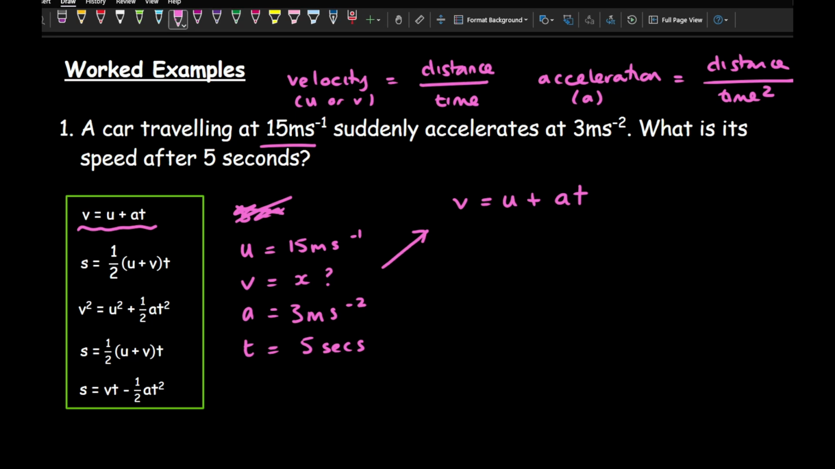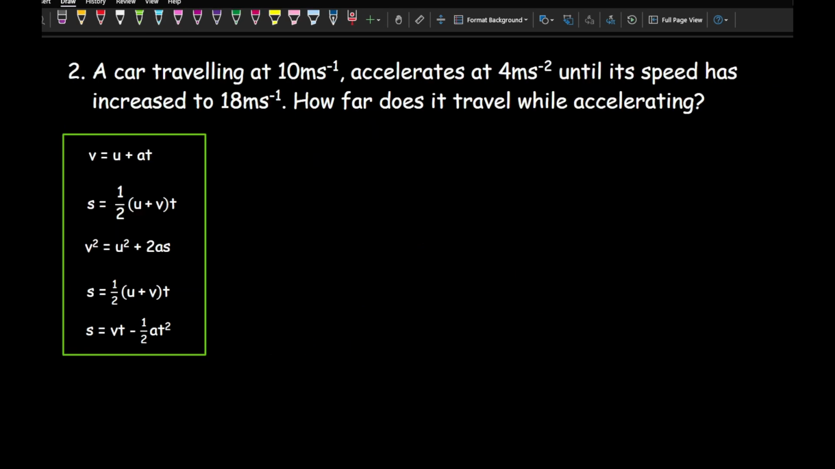So going back to this question, all I need to do is substitute the numbers in. So I've got v equals 15 plus 3 times 5. So I get a v value of 30. And then all I need to do is just write down the units, which in this case is going to be meters per second. So you can either write it as ms to the power of -1 or m/s will be absolutely fine for that one.